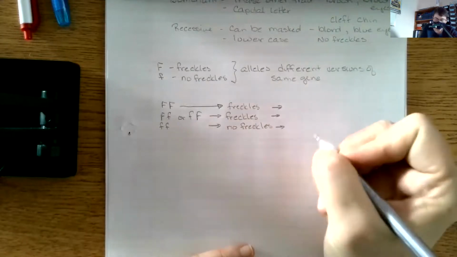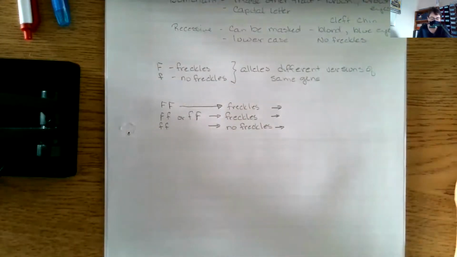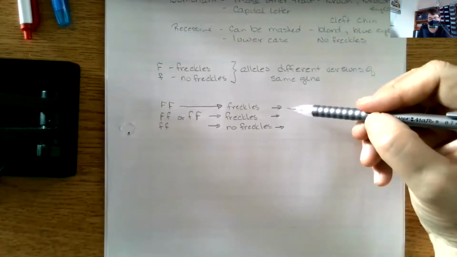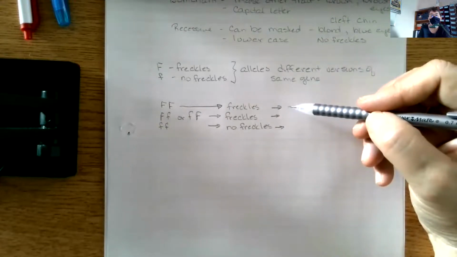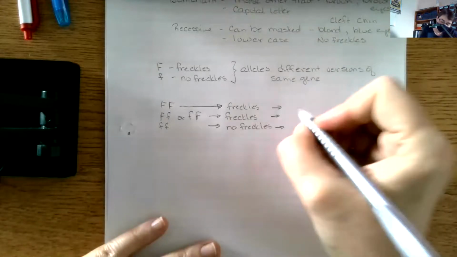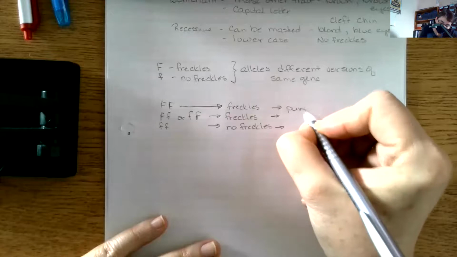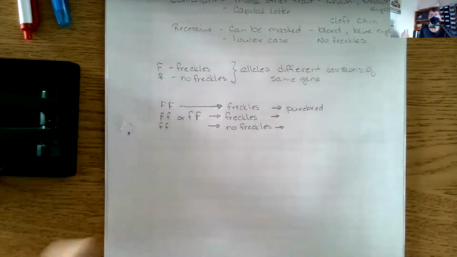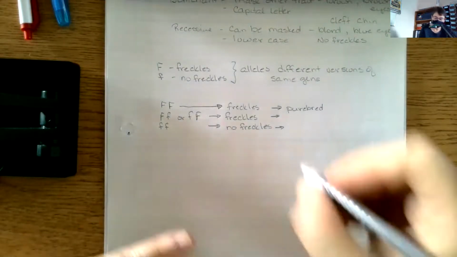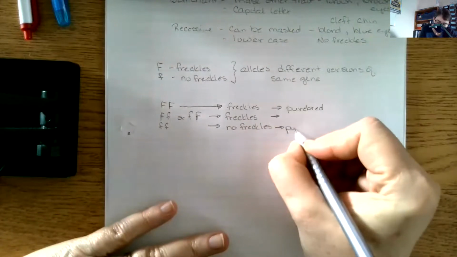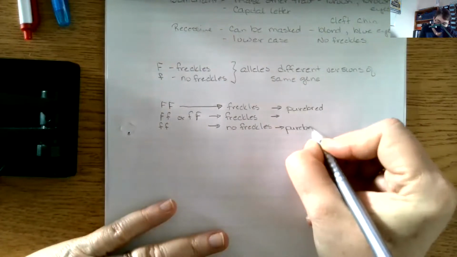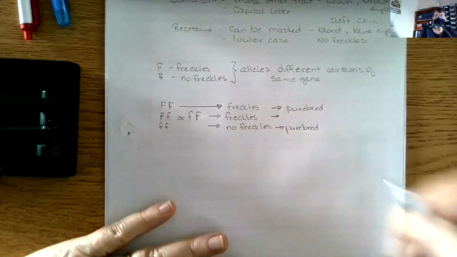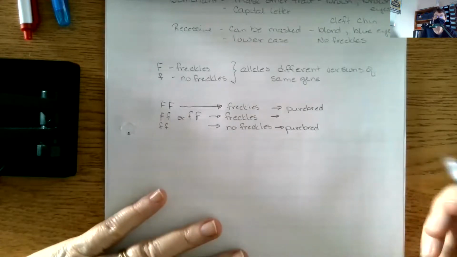I'm going to do a whole bunch of vocabulary all at the same time. So this top guy, purebred or hybrid? You think he's purebred? He is a purebred. Oops. Which other one is purebred? And the no freckles. Yes, this is good. So then what was the middle one? Oh, yeah, hybrid. Very good.